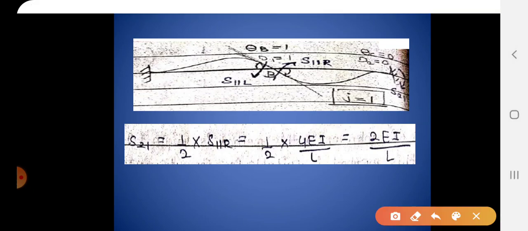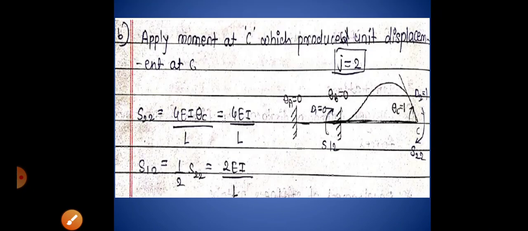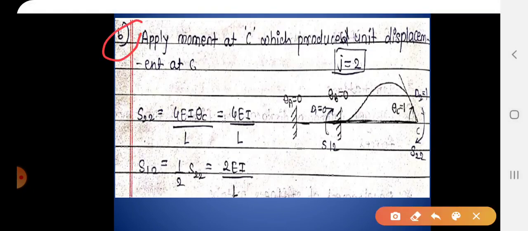Now for the second element of the stiffness matrix, we have seen that S11 R will get carried over to end C. So this is S21, and S21 is half of S11 R, which is 2 EI by L. Next, go to part B.